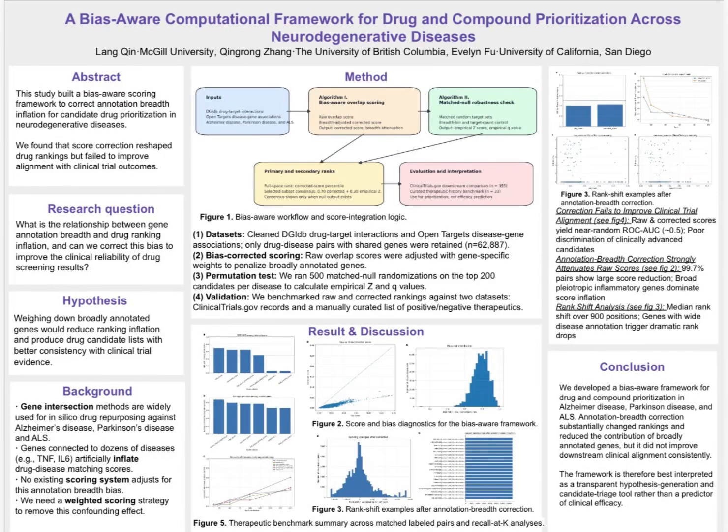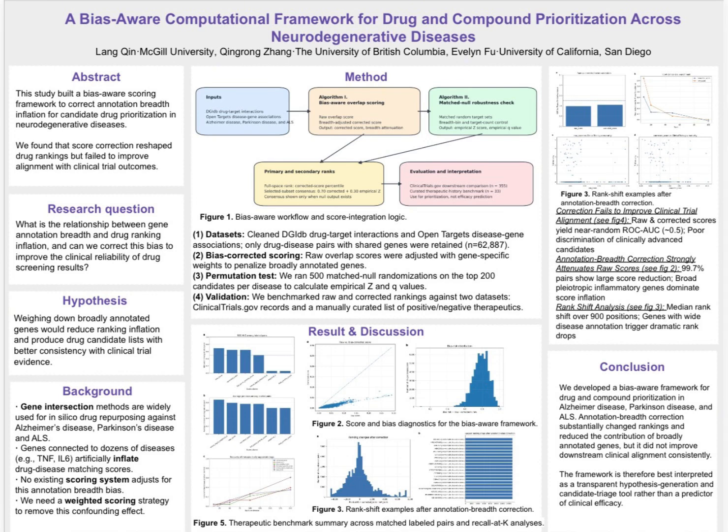Today I'll present our work, a bias-aware computational framework for drug and compound prioritization across neurodegenerative diseases. As we all know, in silico drug repurposing using gene overlap analysis is a fast, low-cost way to screen candidate treatments for Alzheimer's, Parkinson's, and ALS. But there's a critical flaw in traditional scoring methods, which is the core motivation of our study. Let me walk you through our research step by step on this poster.